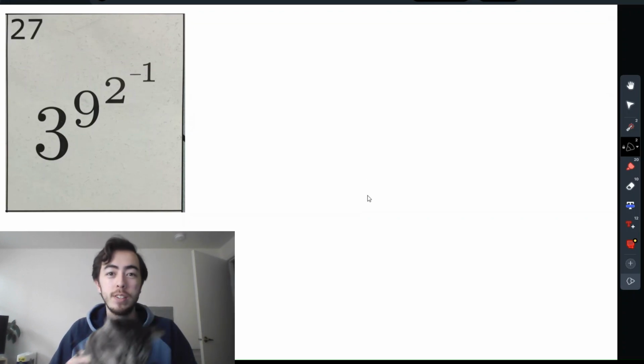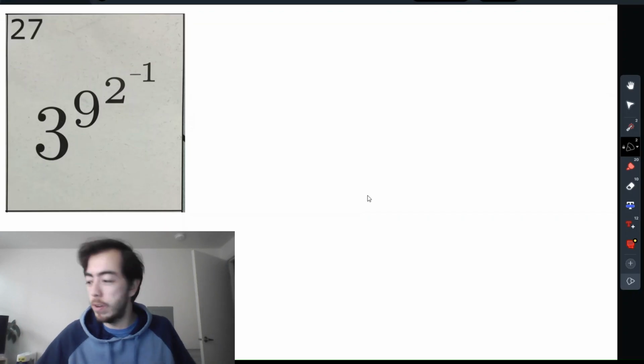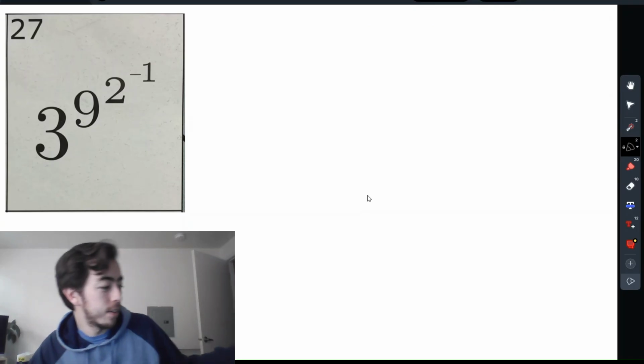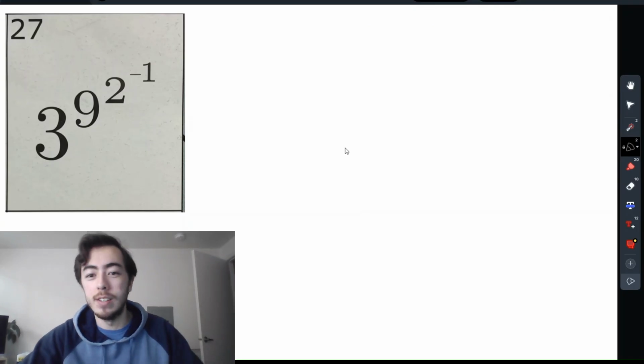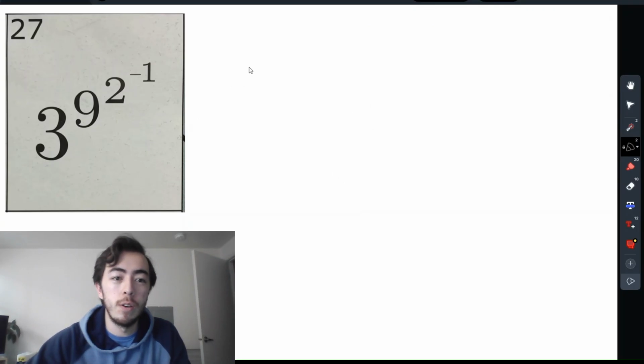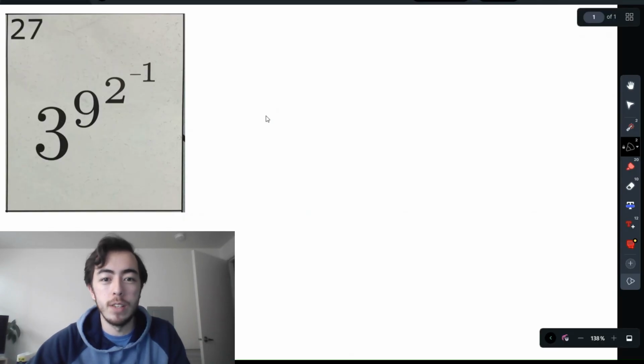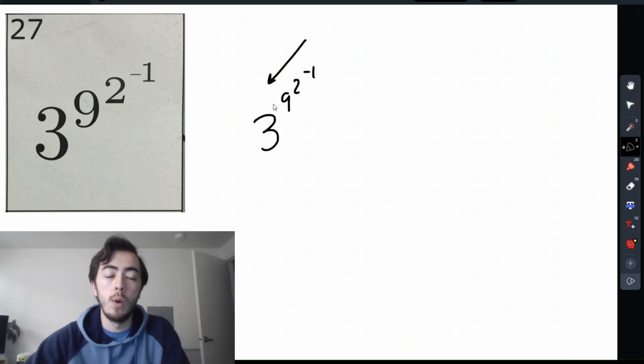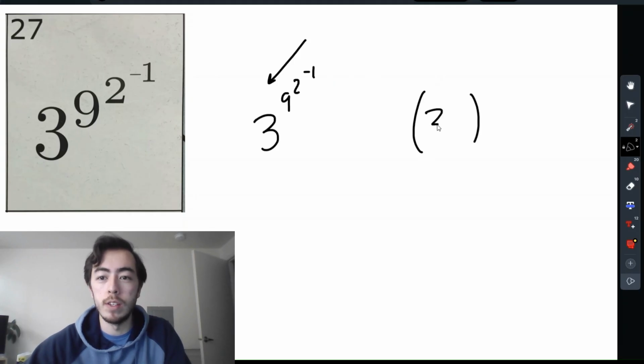Today is December 27th, and we're solving problem 361 from the Daily Epsilon calendar. The answer today should be 27 because that's today's date. So all we have today is a power tower. We just need to evaluate these exponents, and we evaluate them top down when there are no parentheses. If, for example, there were parentheses in this problem, we would evaluate it a bit differently.